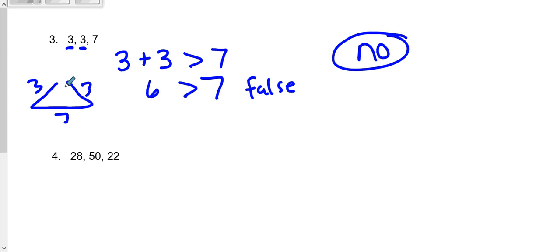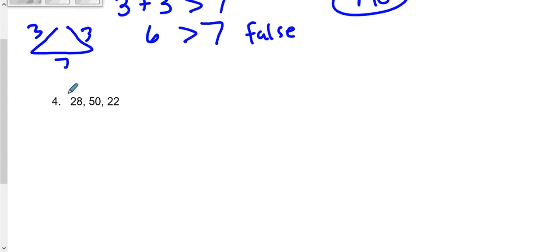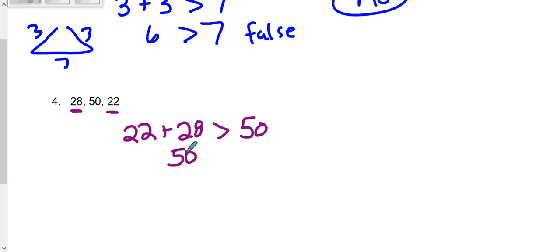Okay. For our fourth example, we got 28, 50, and 22. So we're going to identify the two smallest sides, so 28 and 22. And then we're going to do 22 plus 28, and see if it's greater than 50. 22 plus 28 is 50, and 50 is not greater than 50. Now you can't have 50 greater than 50. It has to be 51, 52, a number bigger than 50. So this is a false statement. And this is no, this is not a triangle.